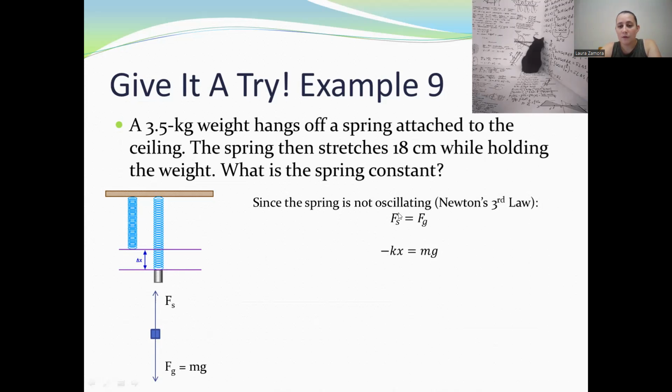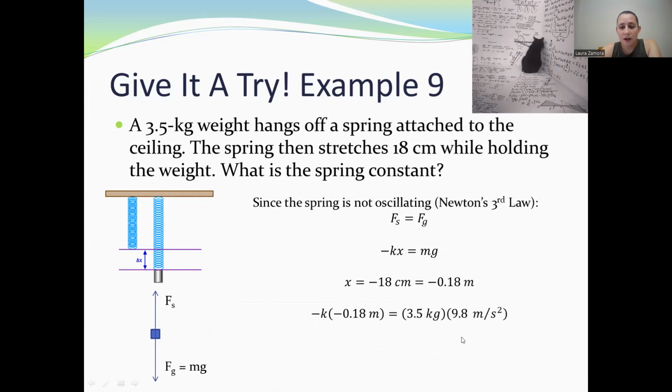The way we calculate the force of the spring is negative kx. The way we calculate force of gravity is mass times g. X, that displacement distance, is negative 18 centimeters because it's stretching it down. We want to use meters here because spring constant is measured in newtons per meter. So 18 centimeters is 0.18 meters.